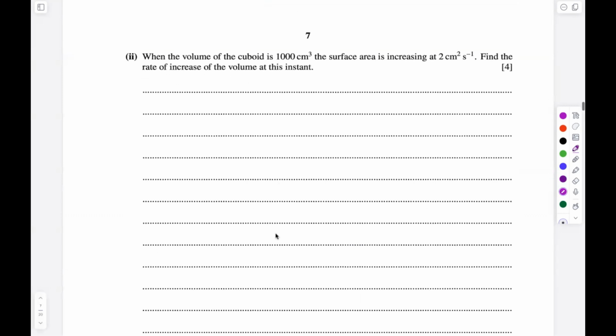In part 2, it says find the rate when the volume of the cuboid is 1000, the surface area is increasing at 2 centimeters square per second. We have to find the rate of increase of the volume at this instant. Now we already have a formula relating the surface area and the volume, which is S is equals to 7V to the power 2 upon 3. So the rate of change of these two will be related by the equation dS by dt will be equals to dS upon dV multiplied by dV by dt.